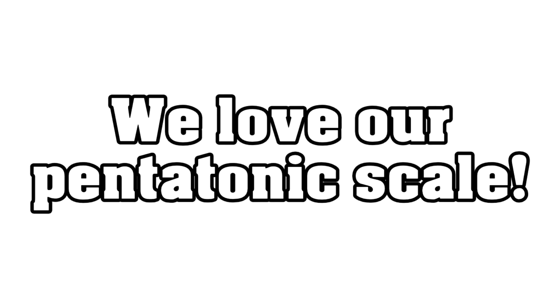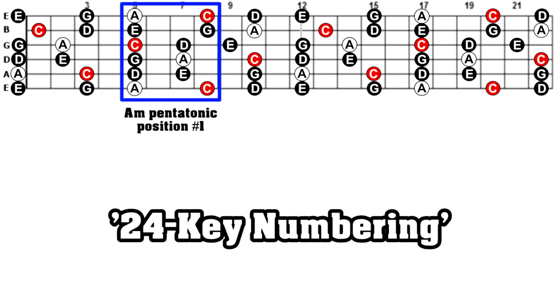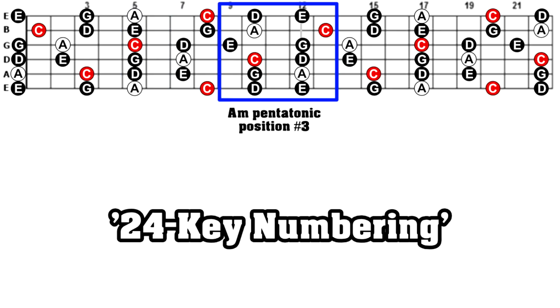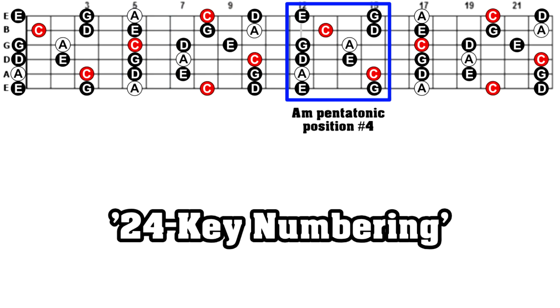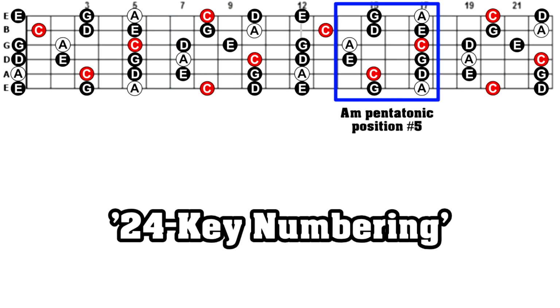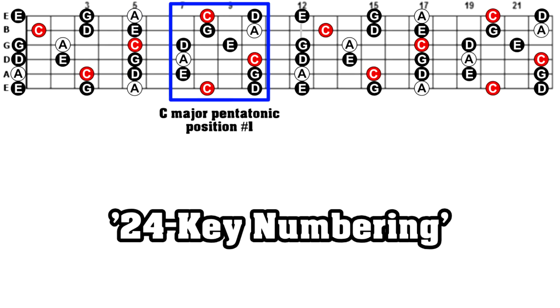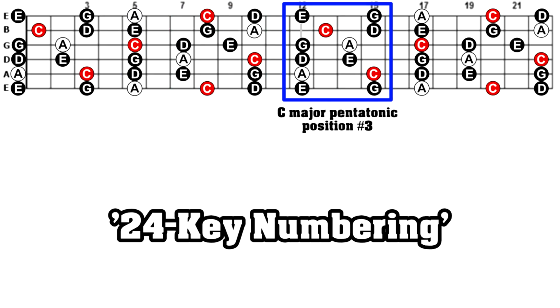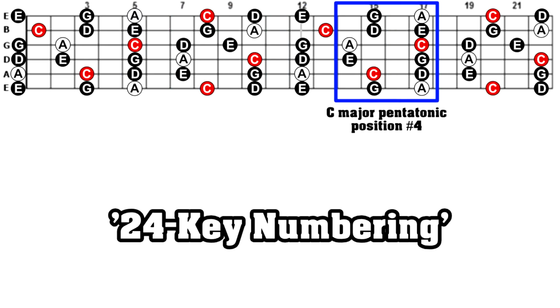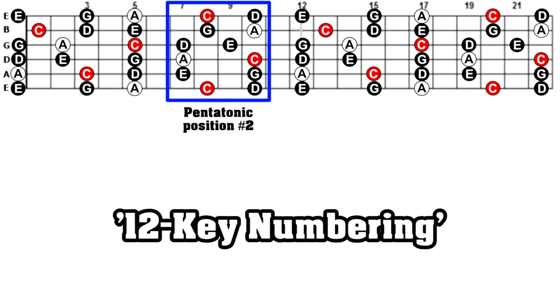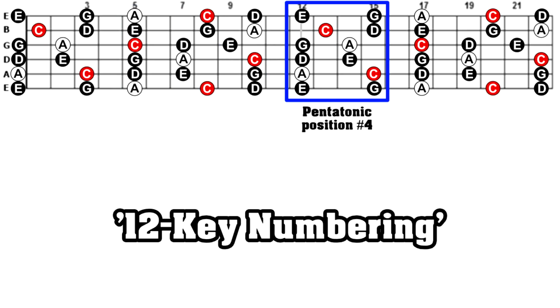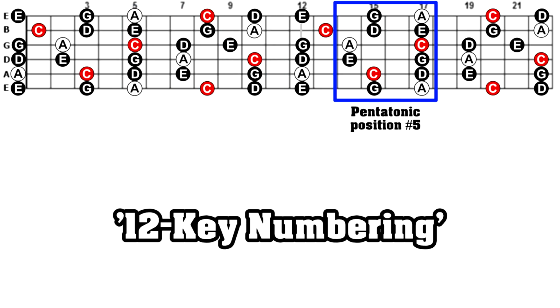As guitar players, one of the most common scales that we use is the pentatonic scale. Under the 24-key model, you will usually have two different numbering systems for the 5 positions of the minor pentatonic scale and the 5 positions of the major pentatonic scale. They are essentially treated as two entirely separate scales. Now, under the 12-key model, there is no major pentatonic and no minor pentatonic. We just call it the pentatonic scale.